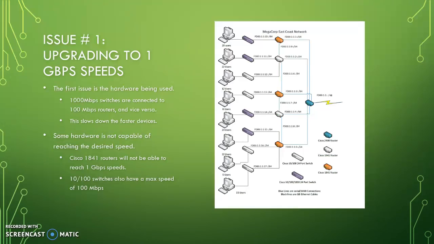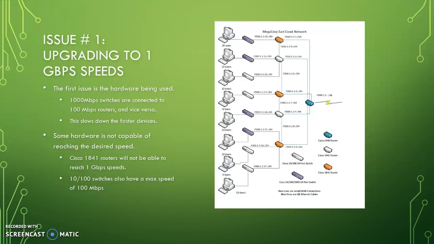The first issue with upgrading to 1 gigabyte per second speeds will be the hardware being used. Now in this case, as I previously mentioned, we have 1000 megabyte per second switches connected to 100 megabyte per second routers. And of course vice versa. This means that when these 2 devices communicate, they're going to communicate at the speed of the slowest device. So therefore the slower device is effectively limiting the speed of any device it's connected to.